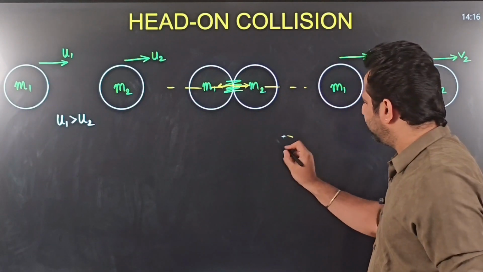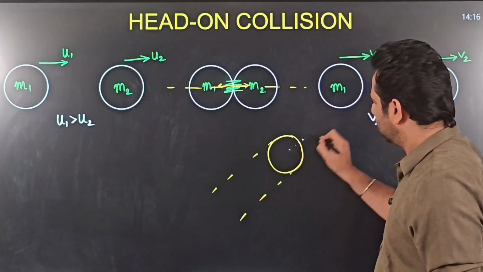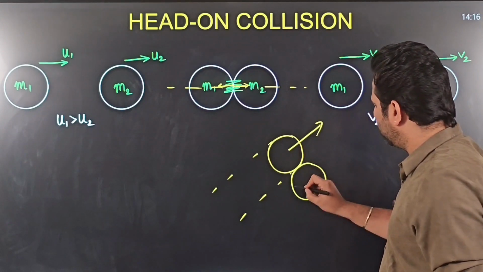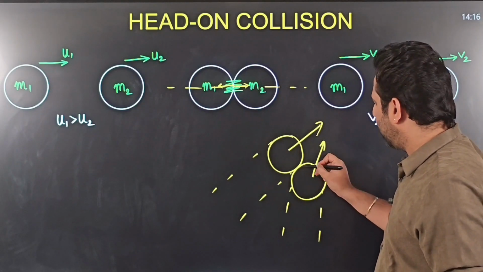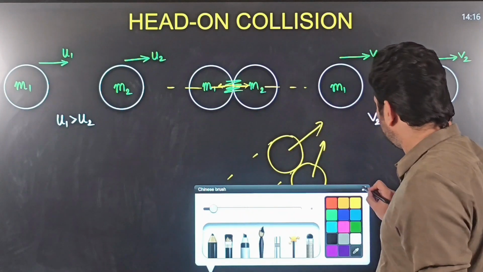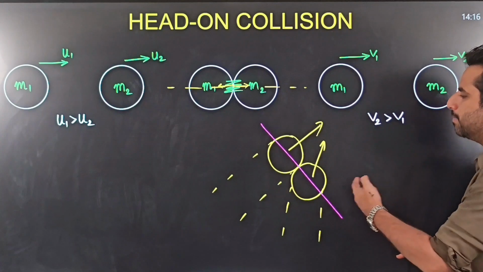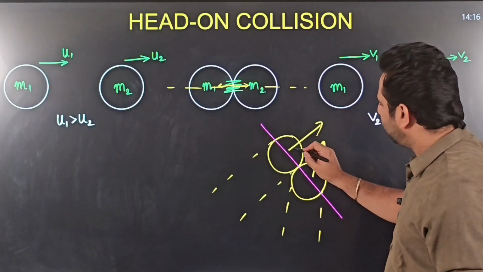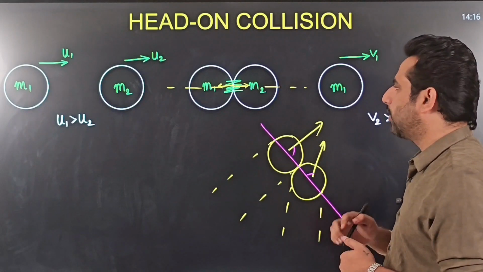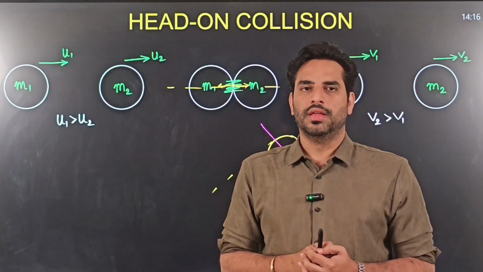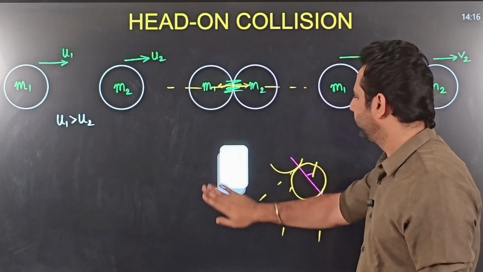For example, if there are two bodies, say m1 is moving in this direction, there's another body m2 which moves in some other direction, so they hit each other during their path. In this case, the collisive force will act along this line. The pink line you see is the line of impact, and the velocities are making some angle with the line of impact, so this kind of collision is known as oblique collision. In this video, I'll limit my discussion only to head-on collision or one-dimensional collision.